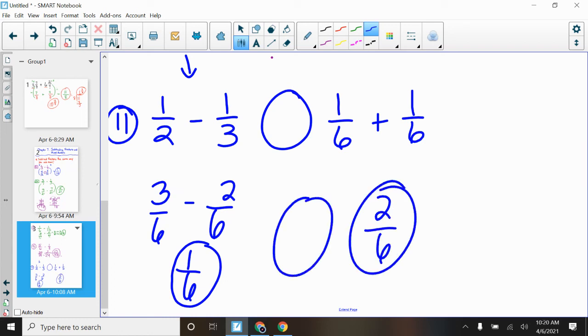I have a fraction that I'm comparing to a fraction. How do I compare fractions? We learned this in the last chapter. Cross multiply. 6 times 1 is 6. 6 times 2 is 12. What's bigger, 6 or 12? 12. So this is then the bigger side.